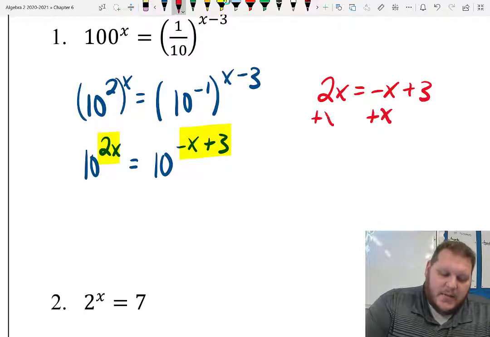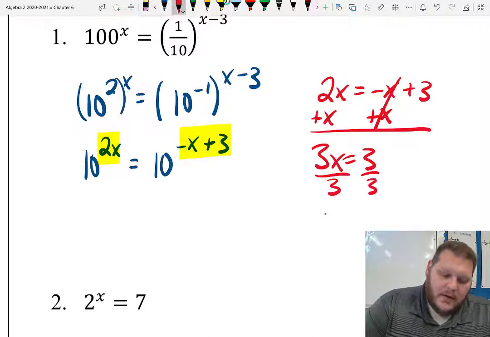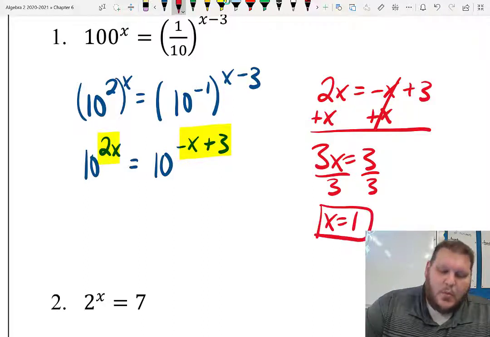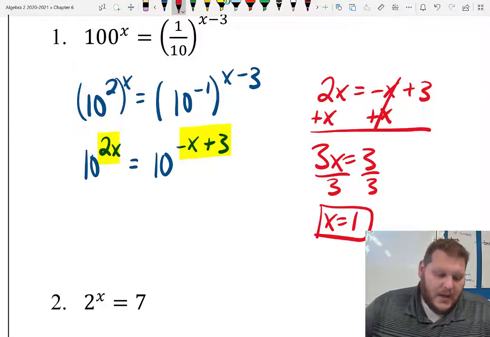So I add x on both sides. Oops, undo, there we go. Those cancel out, so 3x equals 3. I divide by 3 and I get that x has to equal 1 in this case. So that's one way of solving an exponential equation.